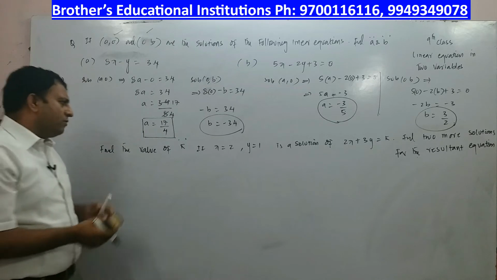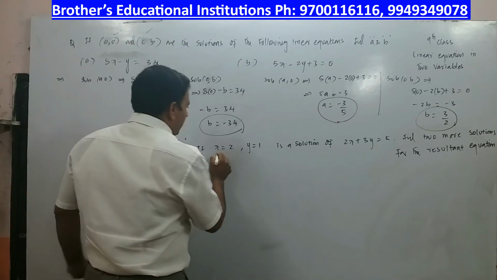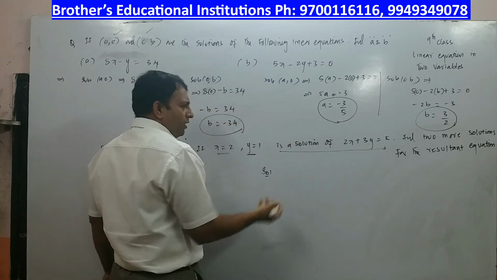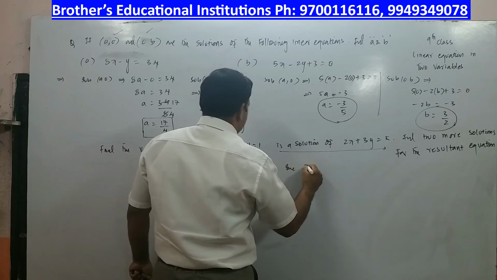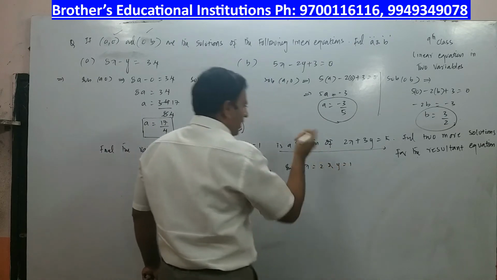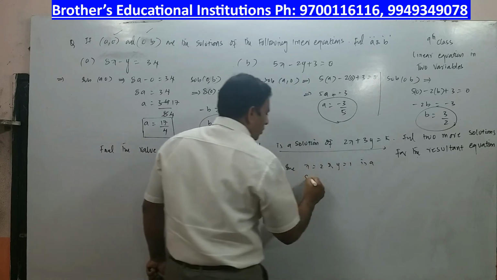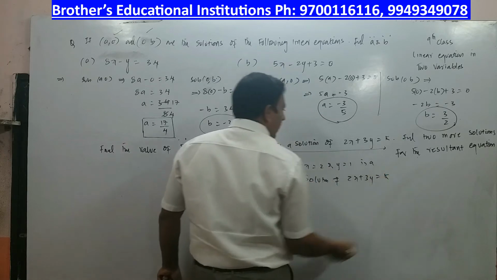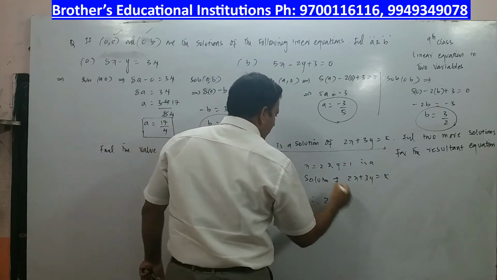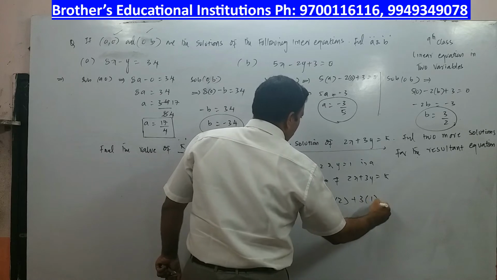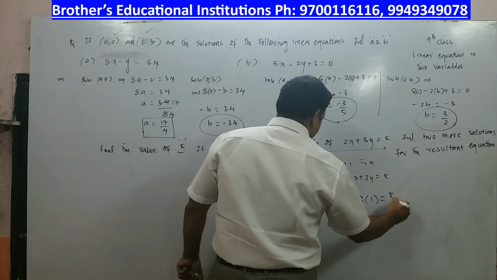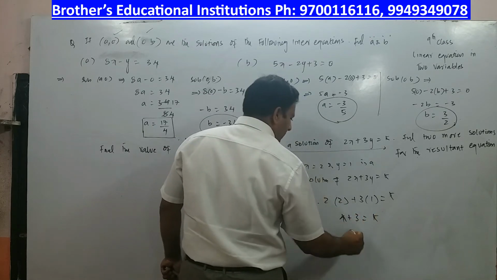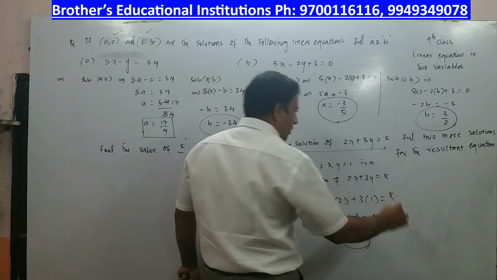Now, in the similar way, there is one more question. Find the value of k if x is equal to 2 and y is equal to 1 is a solution for this equation. See, whenever it is a solution, what you have to do? You have to substitute. Since x is equal to 2 and y is equal to 1 is a solution of 2x plus 3y is equal to k, I can substitute. So 2 into 2 plus 3 into 1 is equal to k. 2 2s are 4 plus 3 is equal to k. What is 4 plus 3? 7. So you got k is equal to 7.